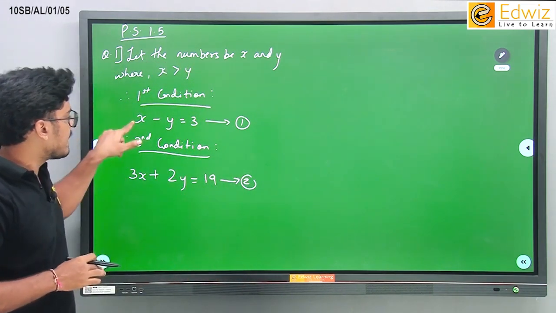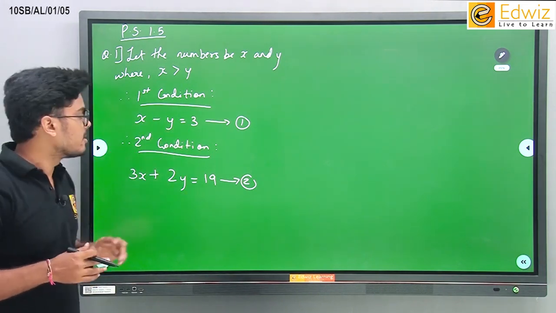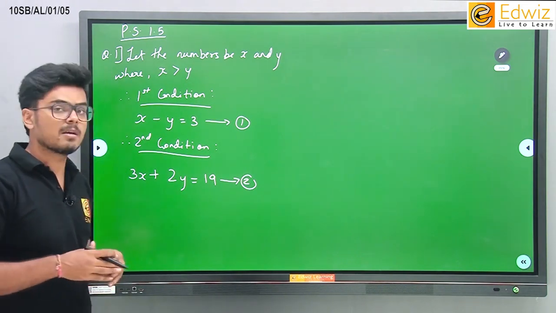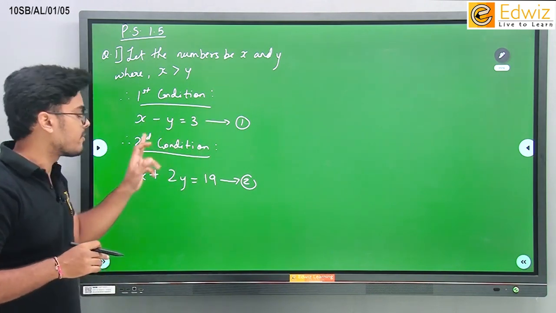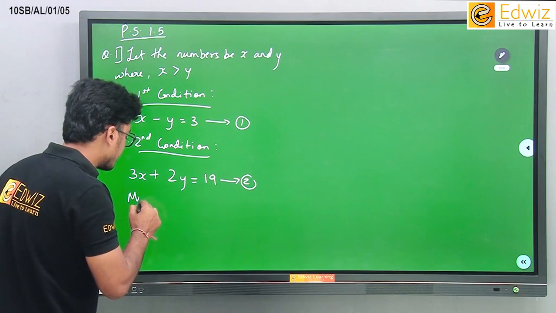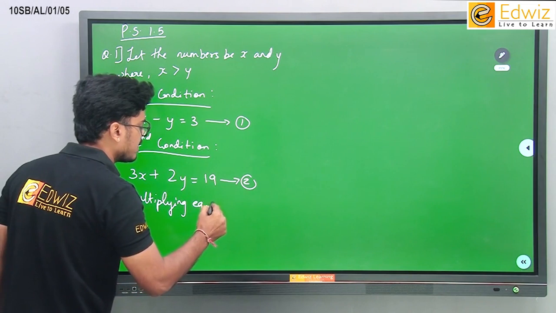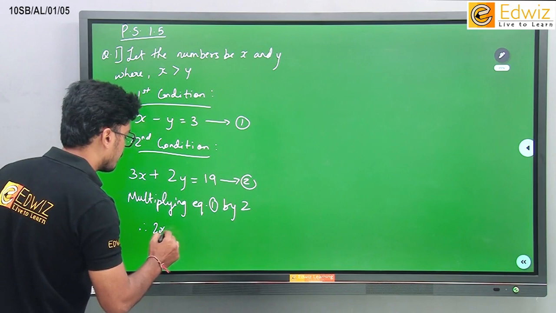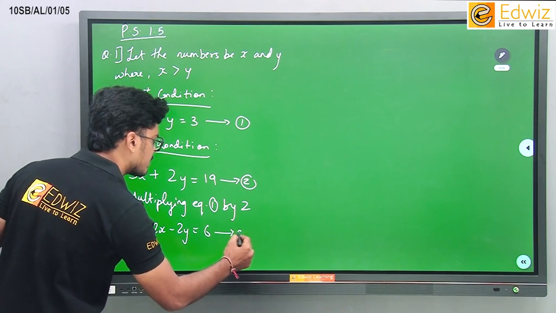Now you can see here x minus y is 3, 3x plus 2y is 19. Coefficients सबके अलग अलग हैं. So what we will do here is y का coefficient same करने के लिए try करते हैं. By elimination method, if we want to solve it, we will multiply the first equation by 2 so that the coefficients of y in both the equations will become equal. So multiplying equation 1 by 2, it will become 2x minus 2y equal to 6. This is the third equation that we have.